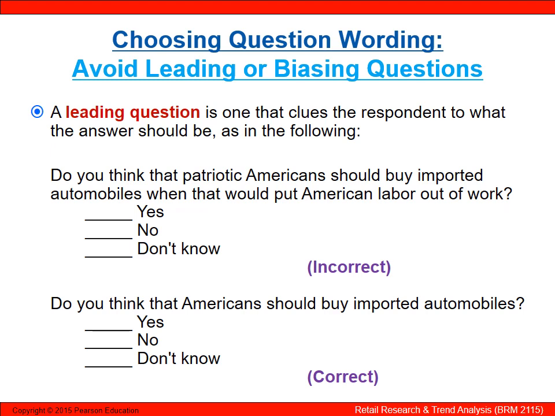Bias may also arise when respondents are given cues about the sponsor of the project. Respondents tend to respond favorably towards the sponsor. The question, is Colgate your favorite toothpaste, is likely to bias respondents in favor of Colgate. A more unbiased way of obtaining this information would be to ask, what is your favorite brand of toothpaste? And see if Colgate is mentioned.